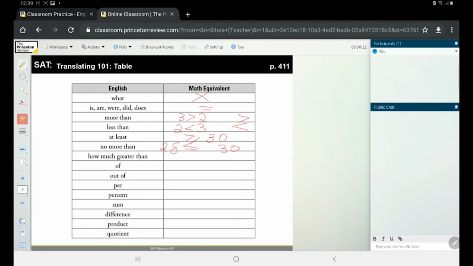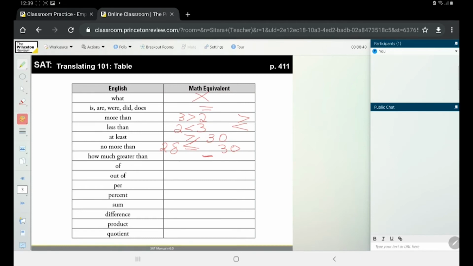Next word, how much greater than. This phrase we use when we compare something. When we compare, we need to find the difference between them. So for this case, we use the difference between two quantities.